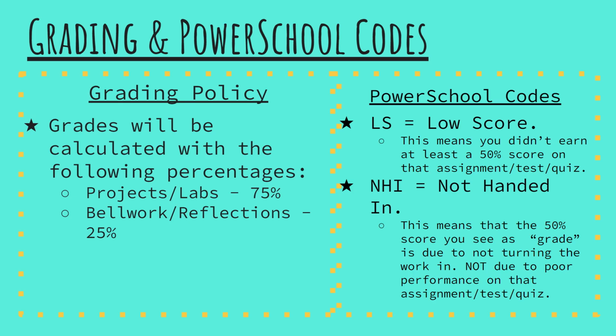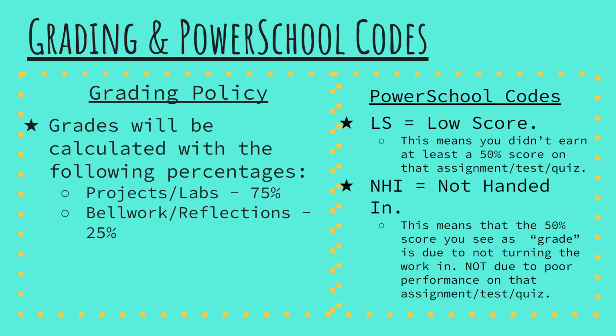All right, grading in PowerSchool. So your grade from my class is going to be weighted. 75% of your grade is going to be projects and labs. Those are the things we're doing here in the classroom, so they're going to be a big portion of your grade. Your bellworks and reflections, a lot of those are happening here too, but there's smaller pieces that come together to make up what we're working on. So those are items that are going to be a smaller portion of your grade.